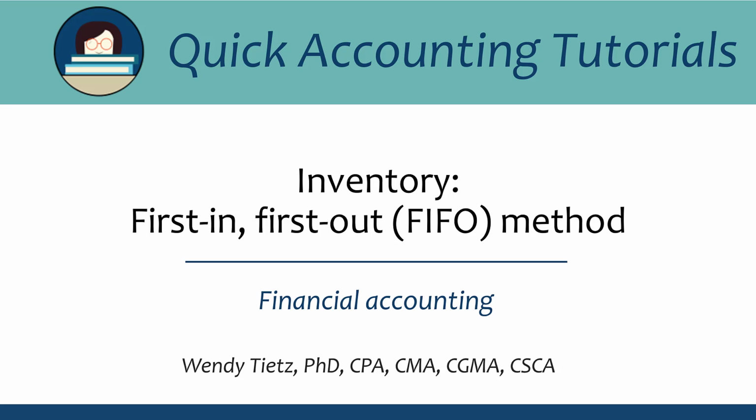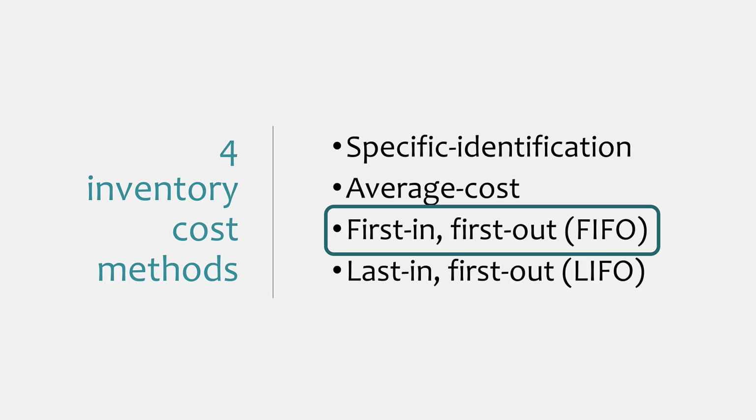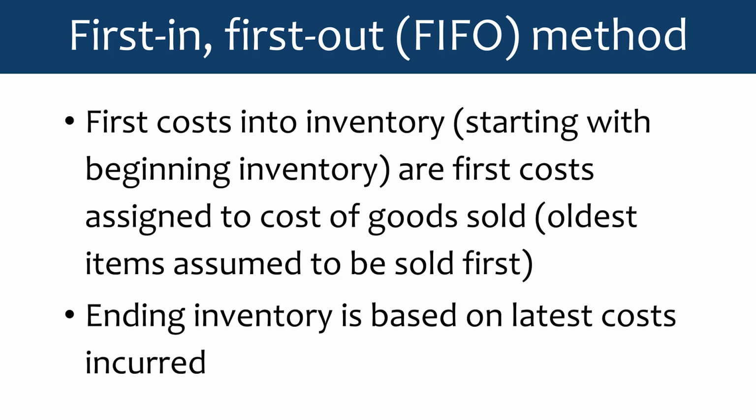We are going to talk about FIFO in this video. FIFO stands for first in, first out. It is one of the 4 inventory cost methods. Under the FIFO method, the first costs into inventory are the first costs assigned to cost of goods sold, hence the name first in, first out. Ending inventory is based on the latest costs incurred, while cost of goods sold is based on the earliest cost.